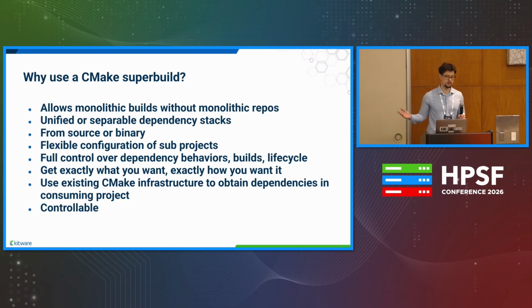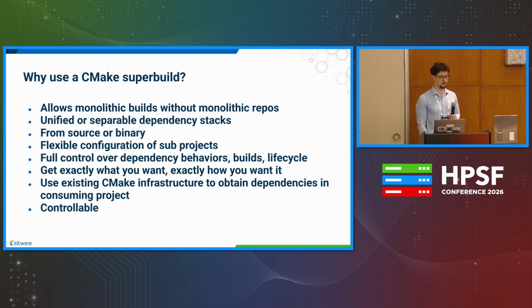So why do we use CMake Superbuilds? They basically allow us to have monolithic builds without monolithic repos, or just ad nauseum Git submodules. They're a bit flexible. They can be from source or binary. You can do unified builds, separate builds. You have fairly flexible configuration over subprojects, right? You have arbitrary control over their flags, their build arguments, et cetera. You have full control over dependency management, their builds, what order they're built in.